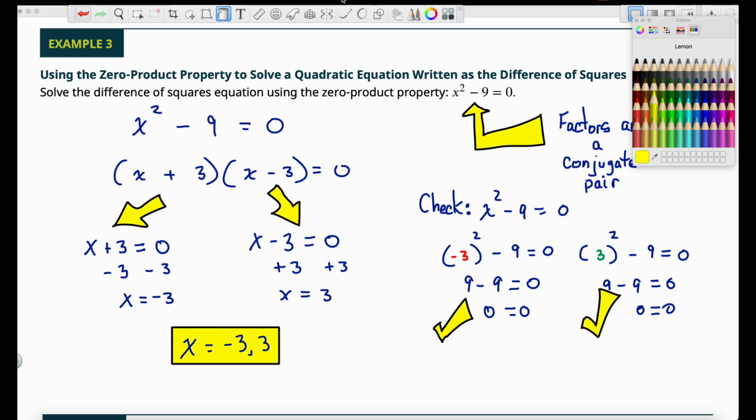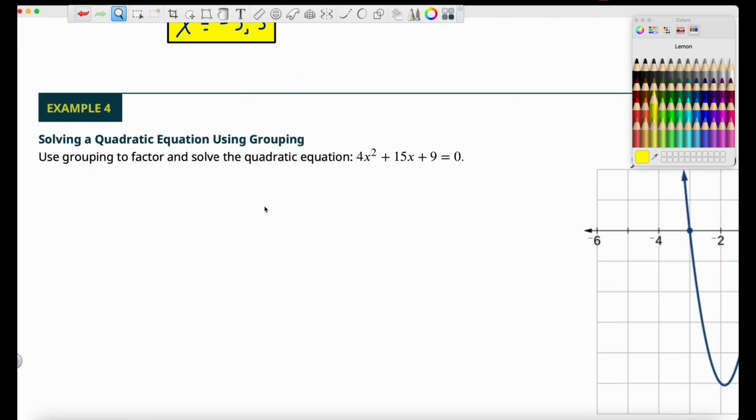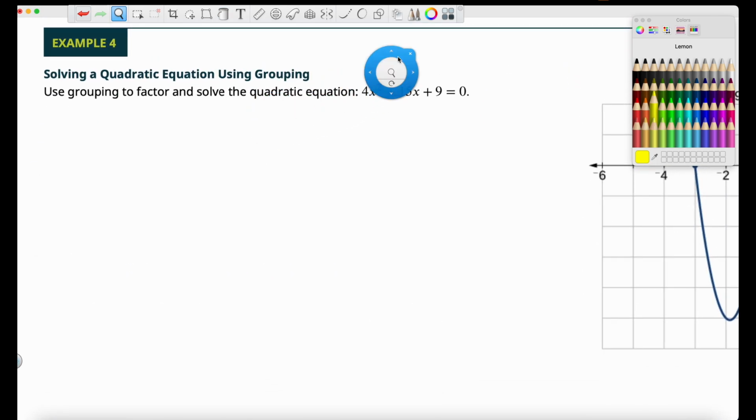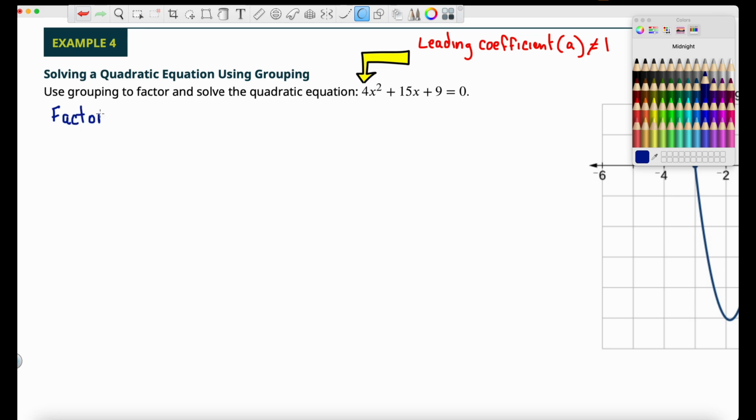Okay, example 4. Okay, this one's different because the leading coefficient is not 1. We have 4x squared plus 15x plus 9. Notice, by the way, that we're writing these quadratics in standard form. Ax squared plus bx plus c equals 0. And the way we solve these, the way we factor these, is by multiplying the a times c term and then finding the factors of that equal our b term.